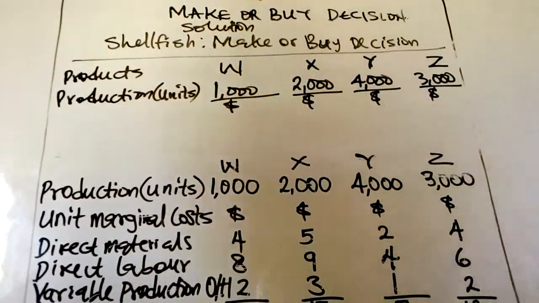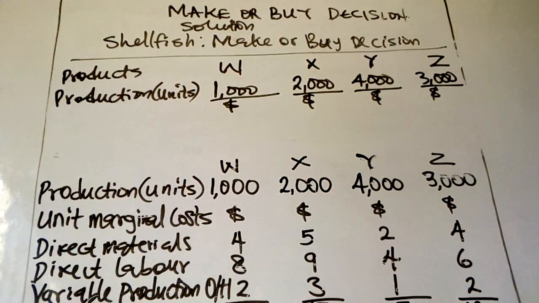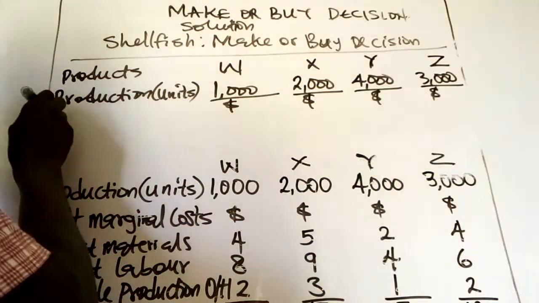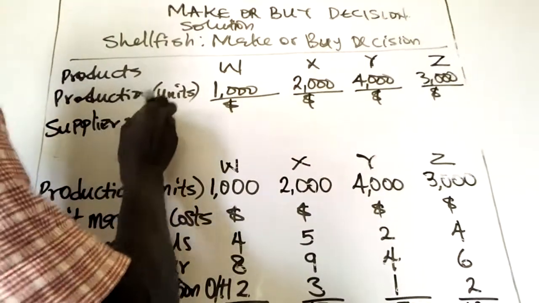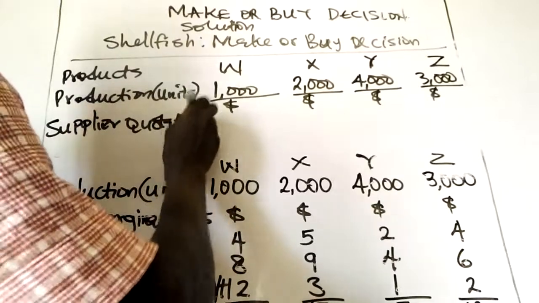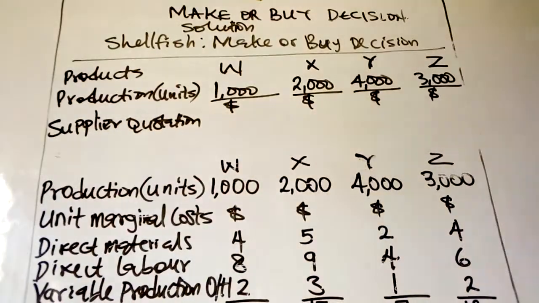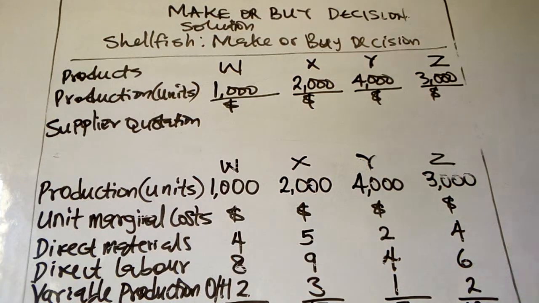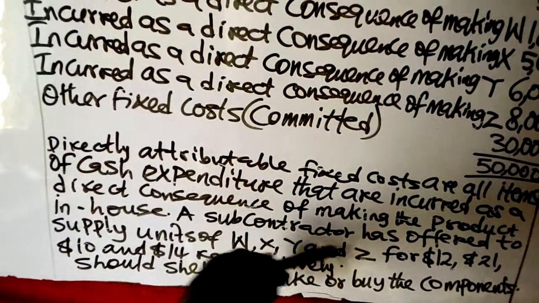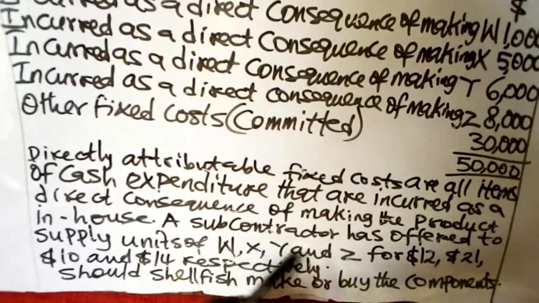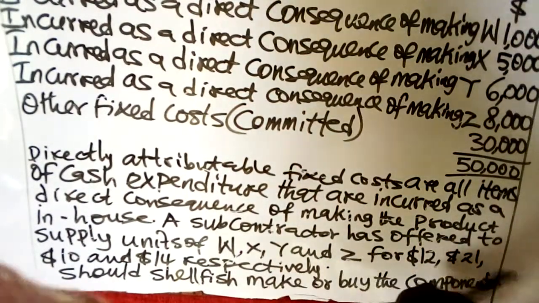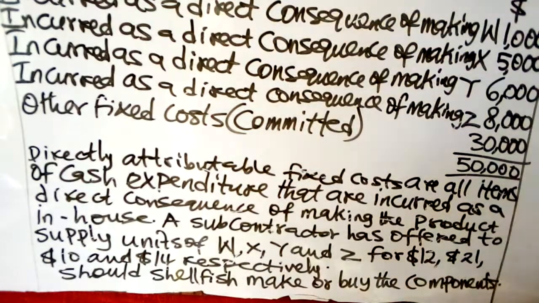I've told you that whenever problems involving make or buy decisions are given, then you have the supplier quotation. The external supplier, how much are they willing to offer for the same product? A subcontractor has offered to supply units of W, X, Y, and Z for $12, $21, $10, and $14.